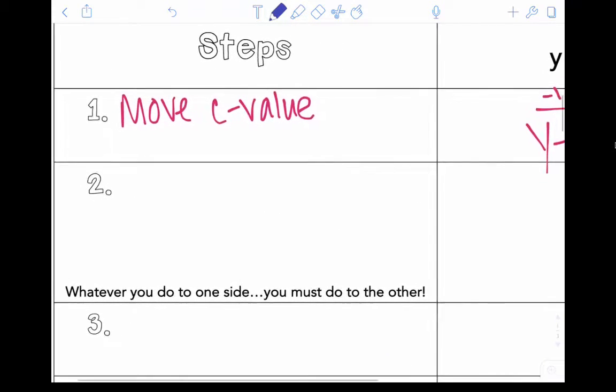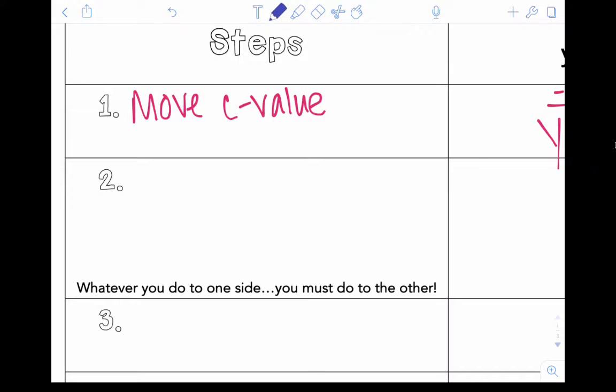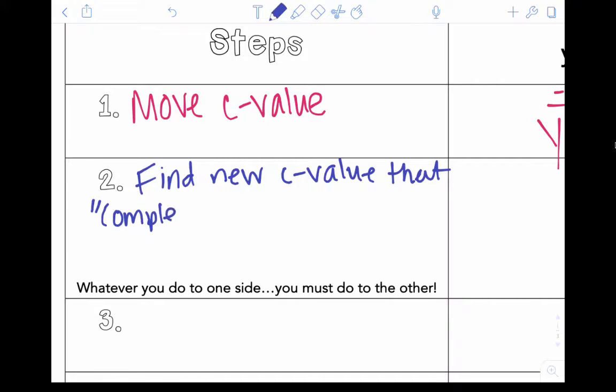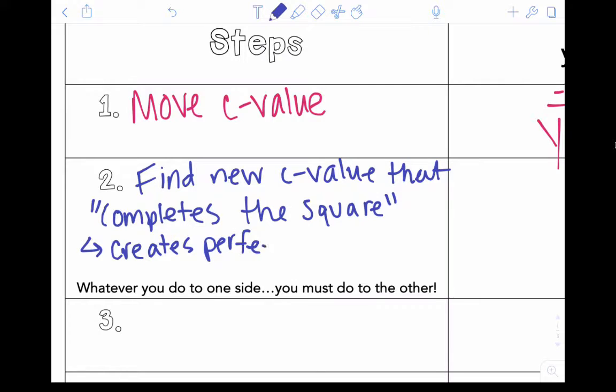My second step, and this is the new part, this is what can be kind of tricky, is you need to find a new c value that completes the square, meaning it completes that perfect square trinomial. Creates a perfect square trinomial.